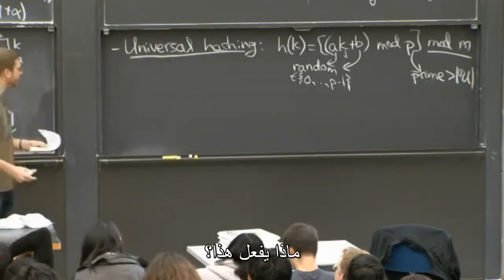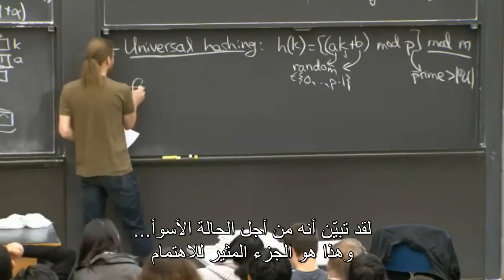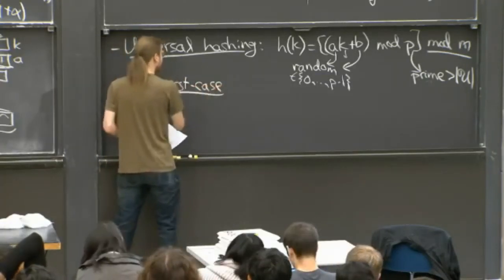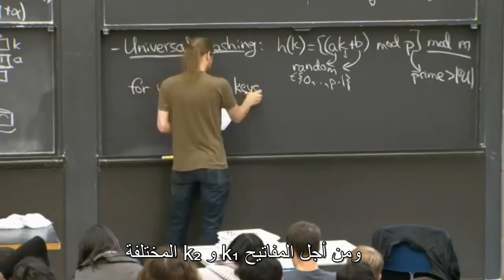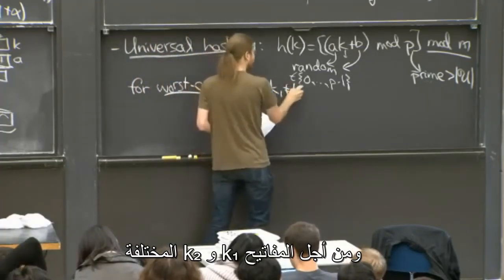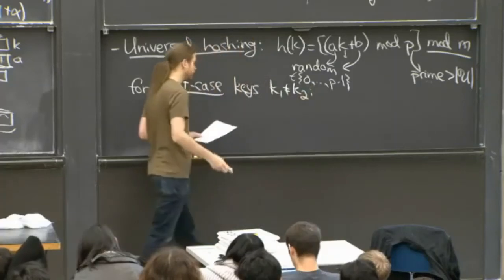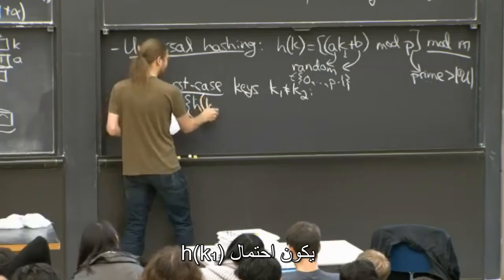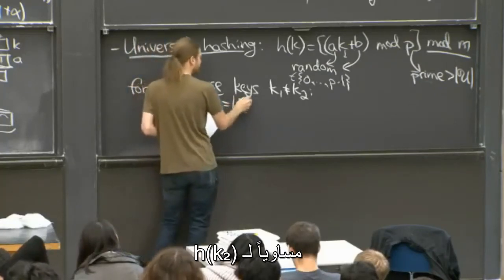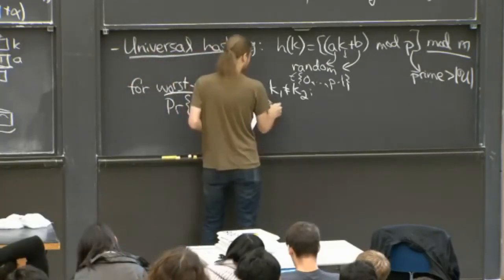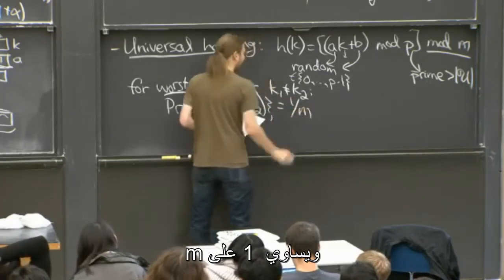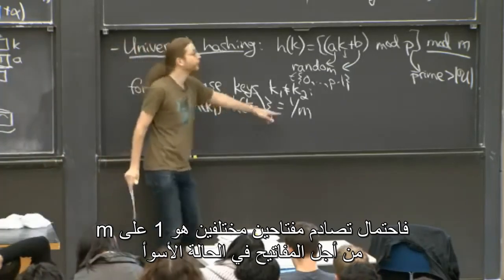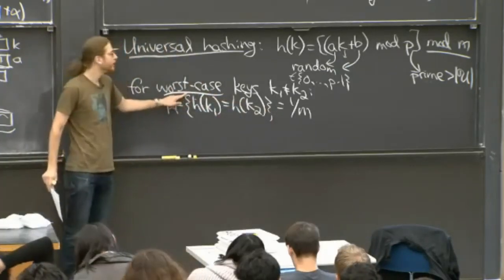OK, what does this do? It turns out, here's the interesting part, for worst case keys, k1 and k2 that are distinct, the probability of h of k1 equaling h of k2 is 1 over m. So probability of 2 keys that are different colliding is 1 over m for the worst case keys. What the heck does that mean?